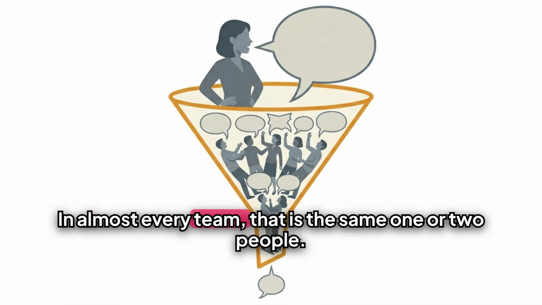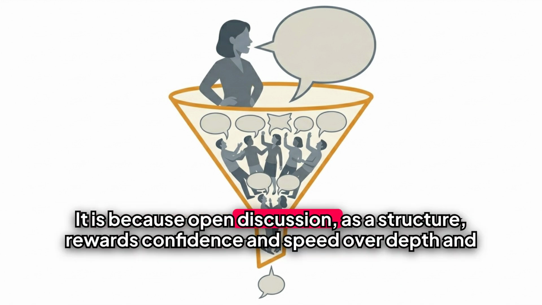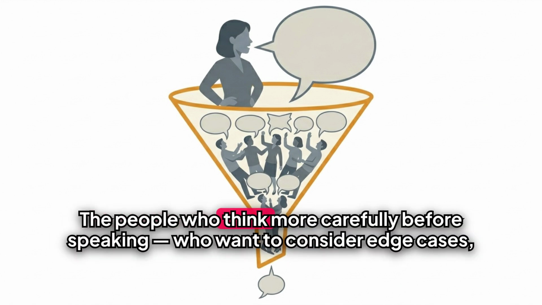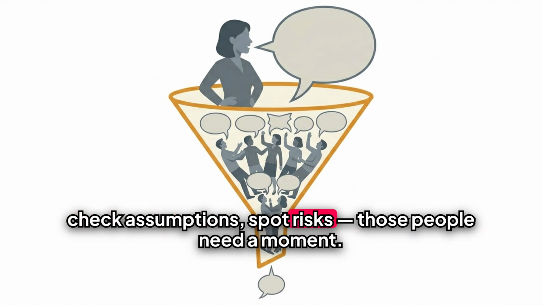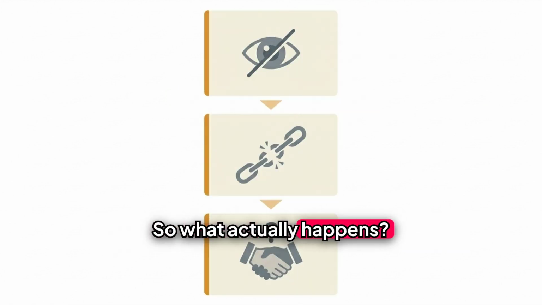In almost every team, that is the same 1 or 2 people. It is not because they are bad colleagues. It is because open discussion, as a structure, rewards confidence and speed over depth and accuracy. The people who think more carefully before speaking, who want to consider edge cases, check assumptions, spot risks, those people need a moment. Open discussion doesn't give it to them, so what actually happens?